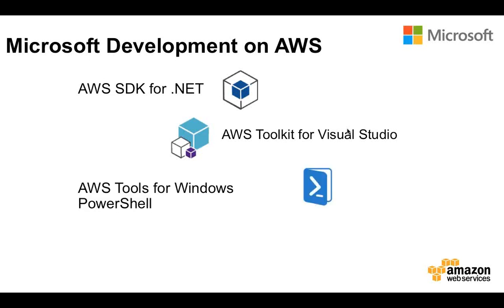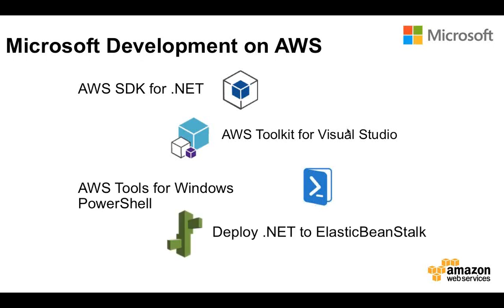If you're using PowerShell for automating your tasks on Windows environments, then you could use the AWS tools within PowerShell, and we have included that. So this means you can do things like starting, stopping, or launching instances using PowerShell. And finally, if you want to just deploy a .NET application without having to go through the process of provisioning or creating load balancers and databases, you could just use our Elastic Beanstalk container.